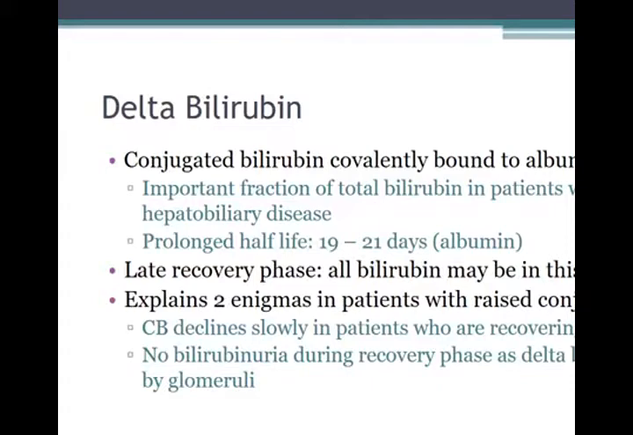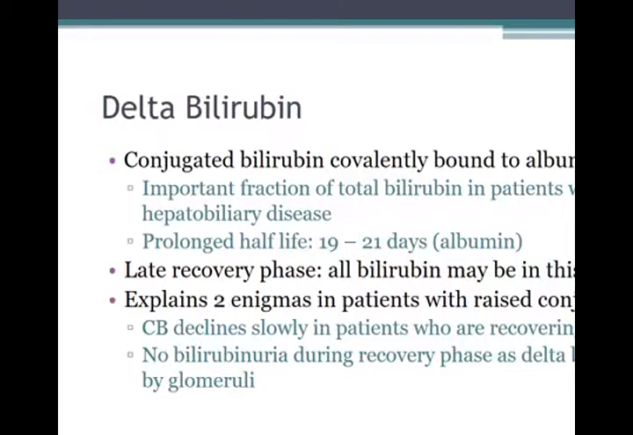Delta bilirubin. Conjugated bilirubin, when it is present in the blood for a longer period of time, covalently bonds to albumin. It is an important fraction of total bilirubin in patients with cholestasis and hepatobiliary disease, as albumin has a prolonged half-life, so it remains there for a longer period of time.